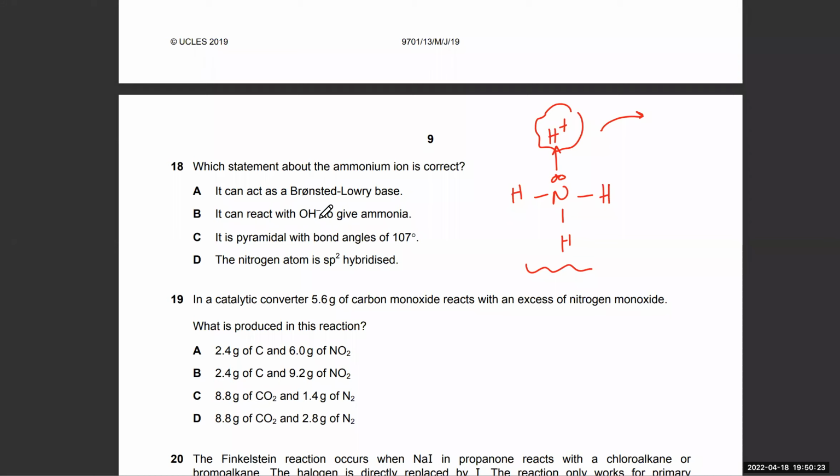It can react with OH ions to give ammonia. That is true. B is true because if there's an OH ion, the ammonium ion can release an H plus 1, and when it does that, the ammonia is reformed. It is not pyramidal because it's tetrahedral, 4 bonds. And the nitrogen atom is sp2 hybridized? When it's tetrahedral, that's sp3 hybridized, not sp2. So which is why that is also incorrect.